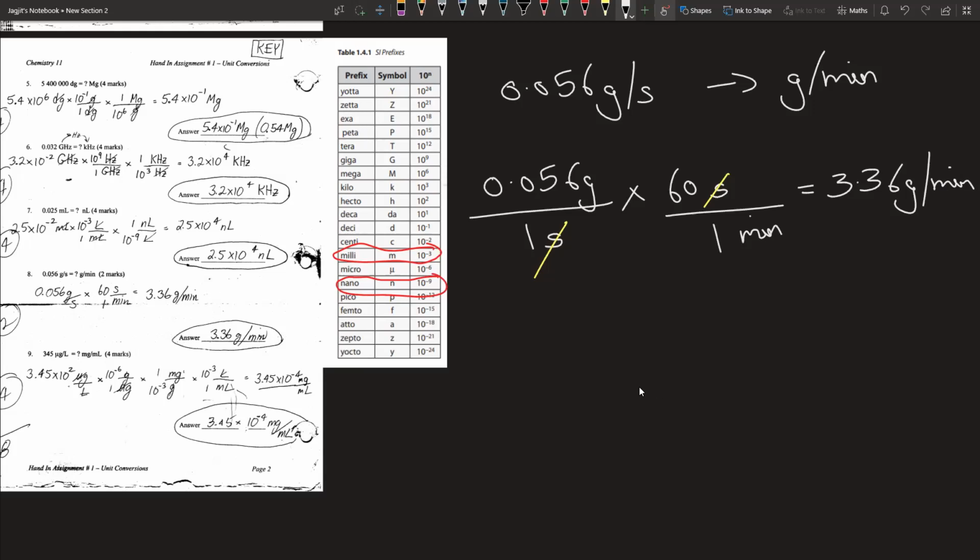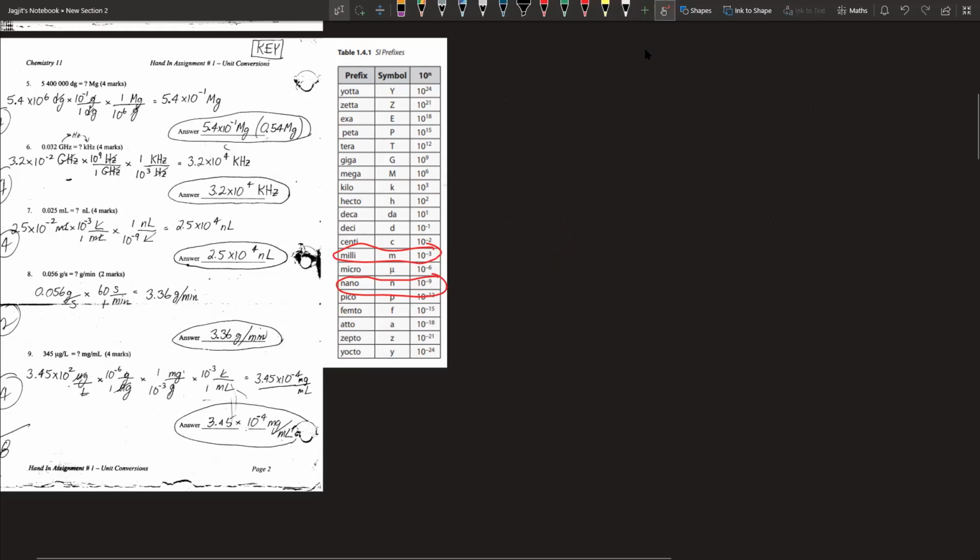Does that make sense? Do you guys understand this? This one's a bit different than the previous one. So I want to make sure you guys fully understand this. Okay. Good. So what do we have next?